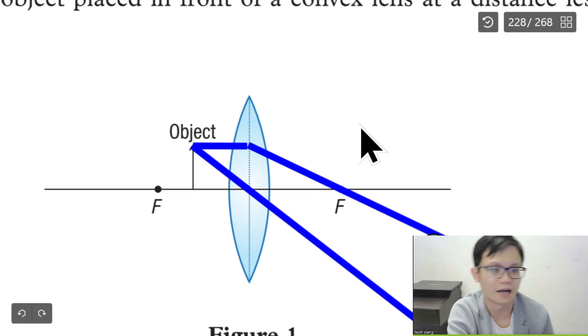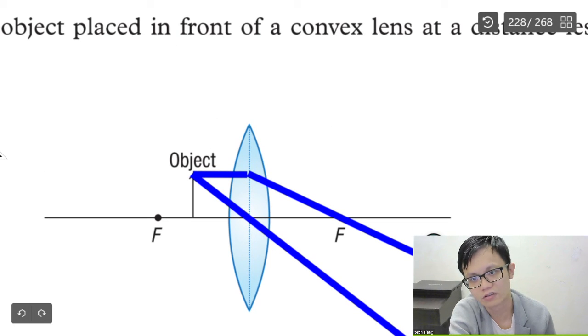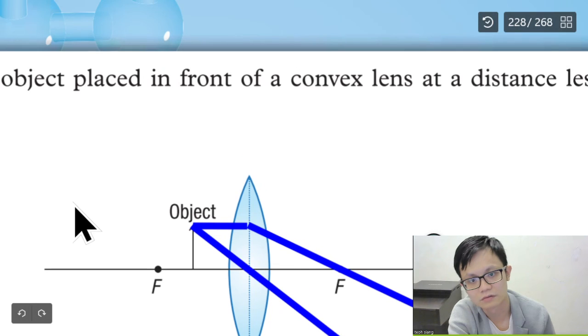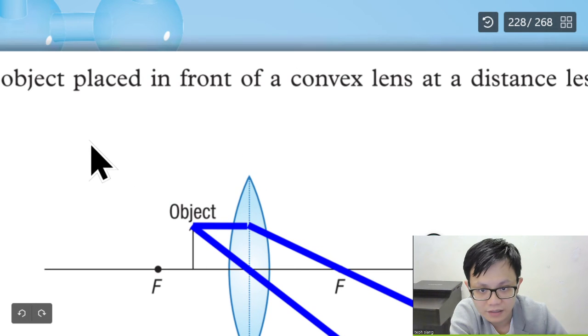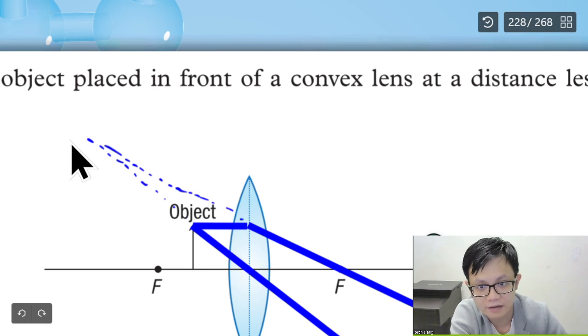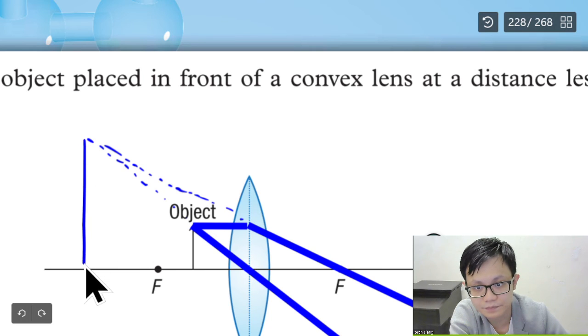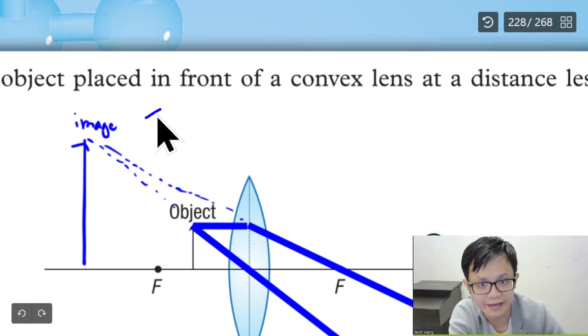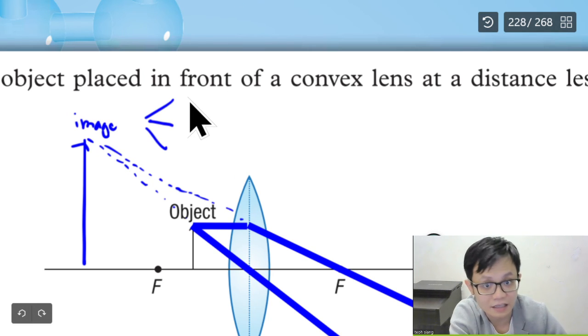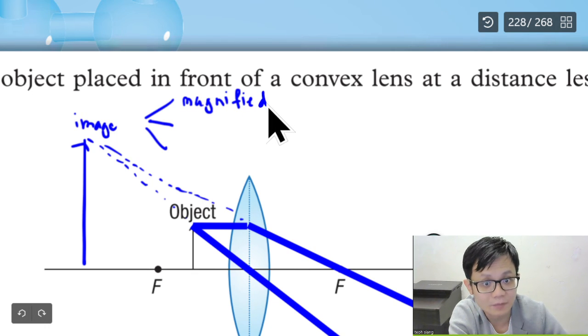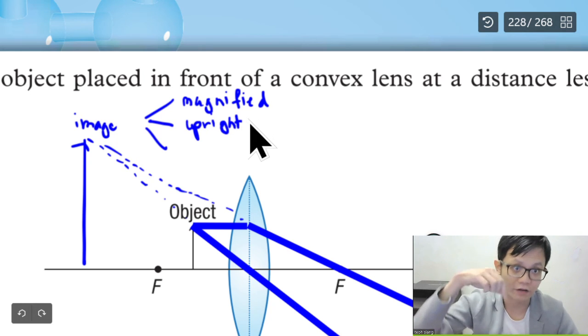Now I know that this here is a dotted line already, so I draw a dotted line, and then I draw the arrow going up. So this will be the image. From here I can say there are 3 characteristics. The image is magnified, which is bigger. The image is upright, because the arrow goes up. If the arrow goes down, it is inverted.